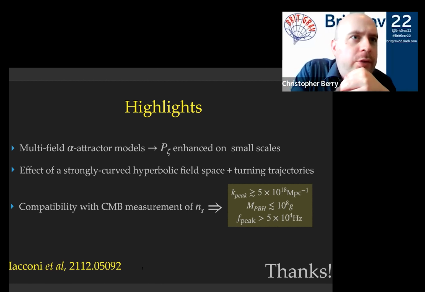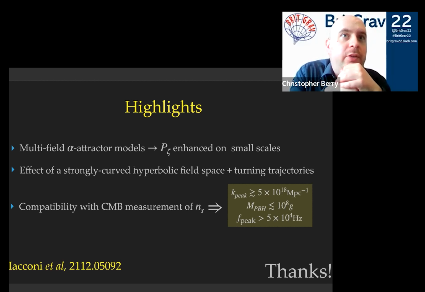We have one question in the Q&A. Are these predictions experimentally distinguishable from other models of inflation?